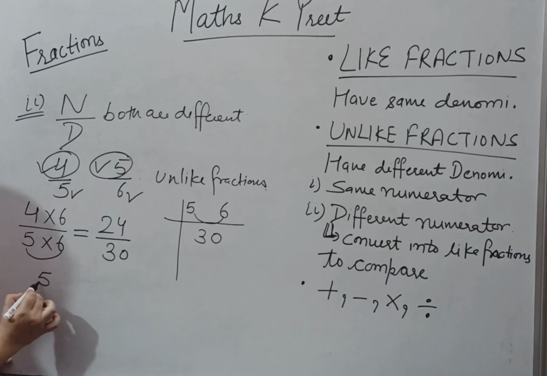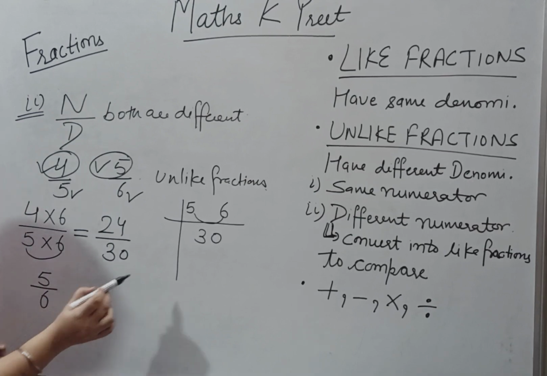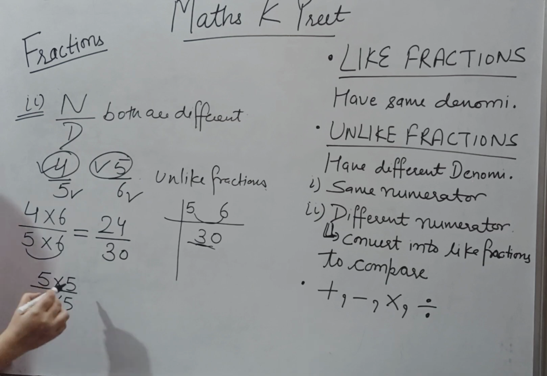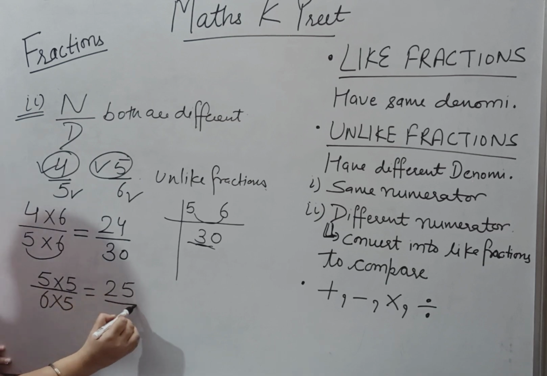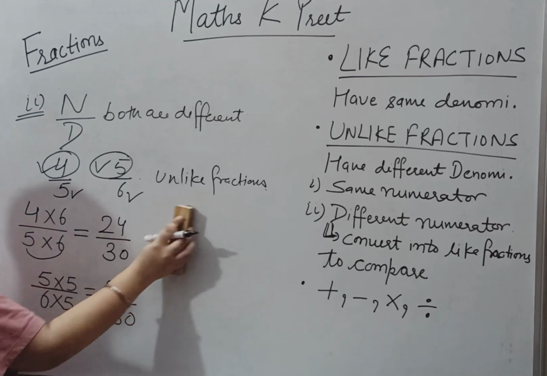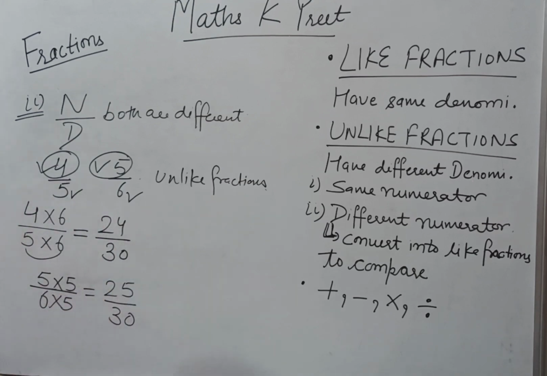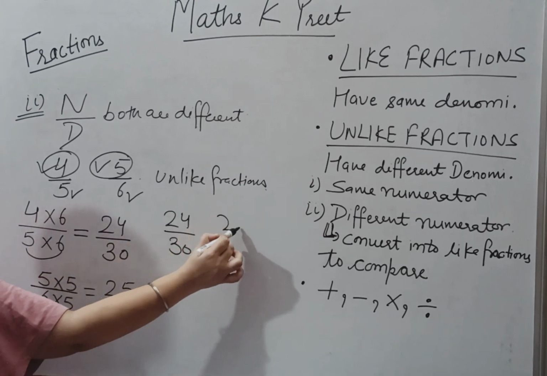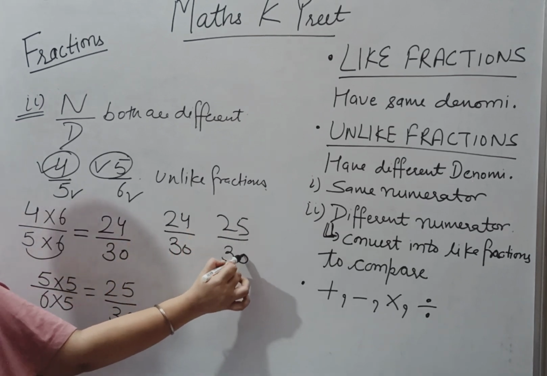The second fraction was 5 by 6. Here again, to make the denominator 30, 6 fives are 30, and to balance the fraction we will multiply the same number in the numerator as well. It will become 25 by 30. Now we have two fractions. What are they? After converting these, we have two fractions, 24 by 30 and 25 by 30.